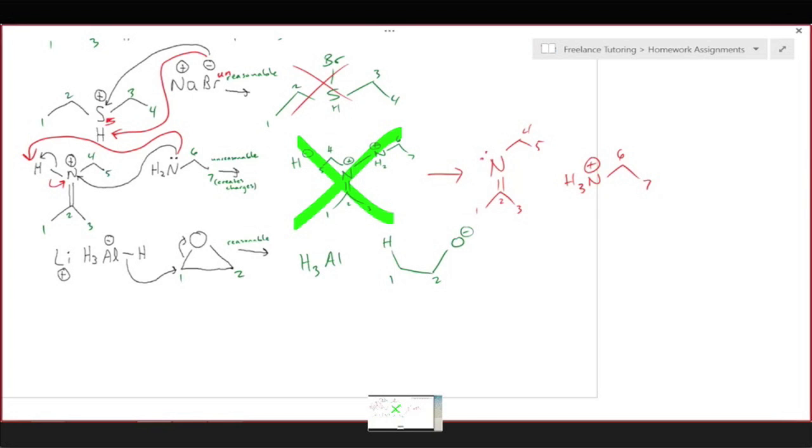Now, in order for those arrows to be legal, you need to draw the bond between the sulfur and the hydrogen. So you might have to draw a tiny little bond. There you go. Good. Oftentimes you have to erase and redraw, but here you fit that in. Okay. Now these are reasonable.